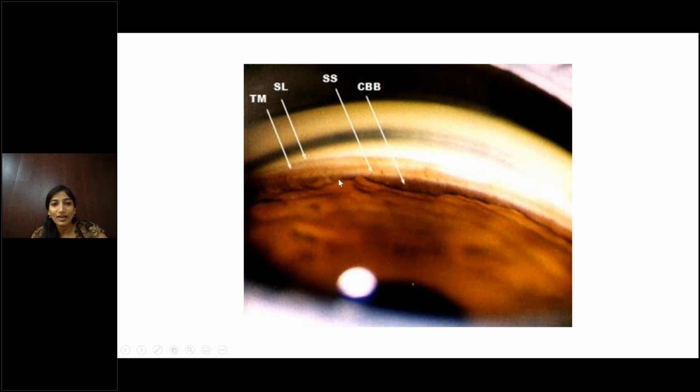Structures are different. So if they are visible, it is open. But if these structures are not visible, depending upon how many structures are visible, you can quantify how much the angle is closed. The PTM, or the posterior trabecular meshwork, is the main landmark. If this is visible, it is an open angle, and if this PTM is not visible, the angles are closed functionally.